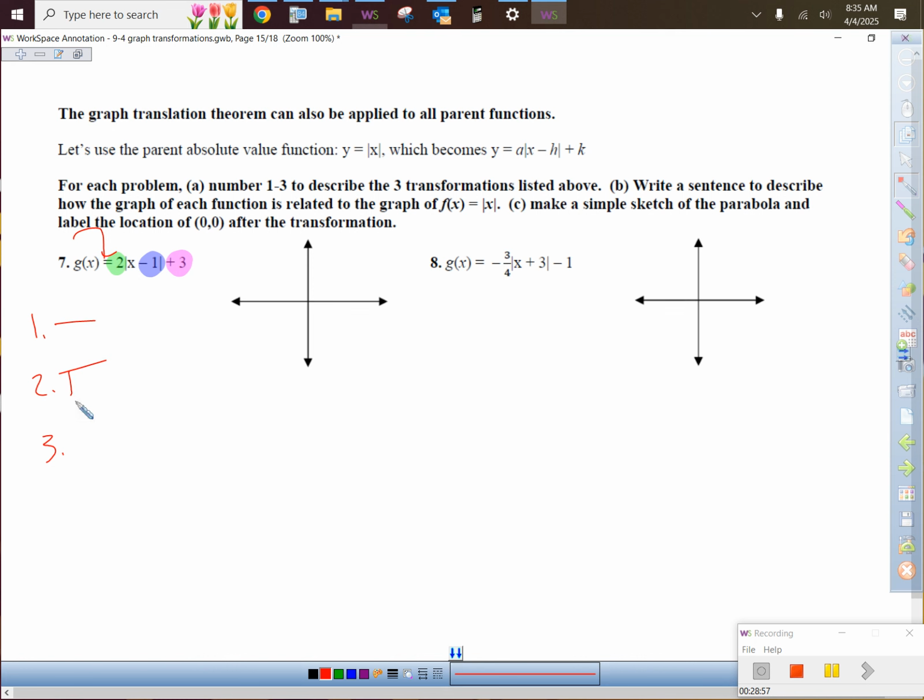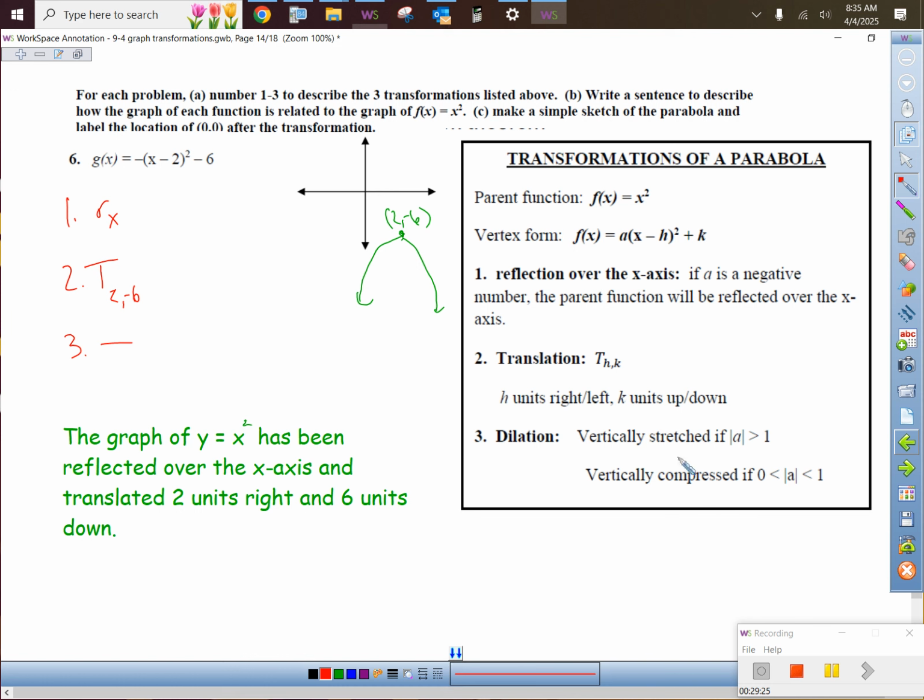What do you want? A positive 1 or a negative 1? 1, positive 3, right? So 1 unit right, 3 units up. And let's talk. Has it been dilated? The A value is 2. Are you with me on that? Right? 2. So if you got to flip back to kind of look, you're going to have to get them memorized. We'll see if I want to give you that or not.